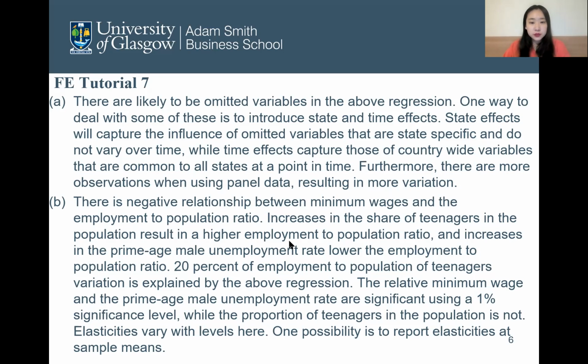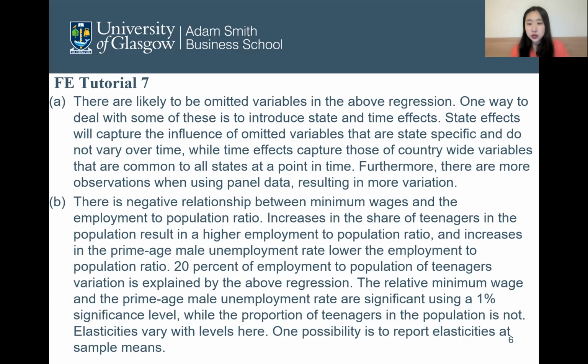And then for the model, we know that we discussed the coefficient, and we wonder whether it is statistically significant, right? And here, just to explain: there is a negative relationship between minimum wage and the employment to population ratio.